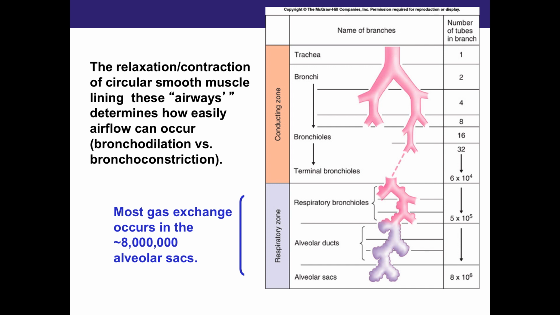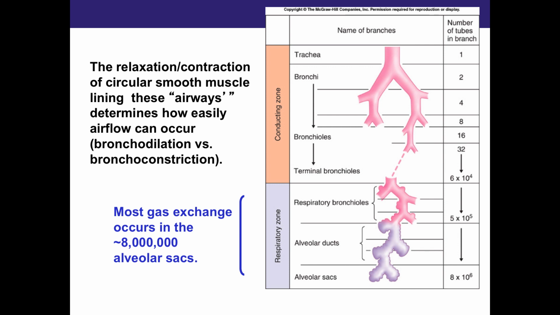So what you have in the conducting zone is the trachea to the two bronchi and the terminal bronchioles, right? And then you have respiratory bronchioles in the respiratory zone: respiratory bronchioles, alveolar ducts, and alveolar sacs.